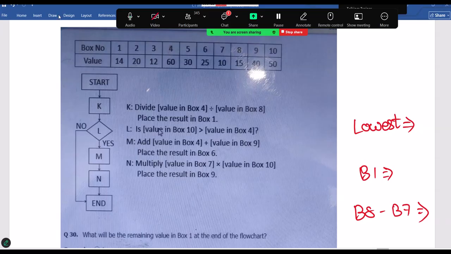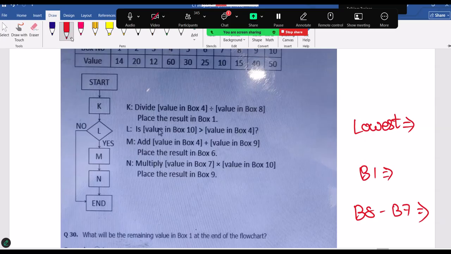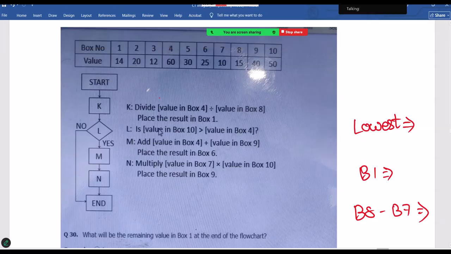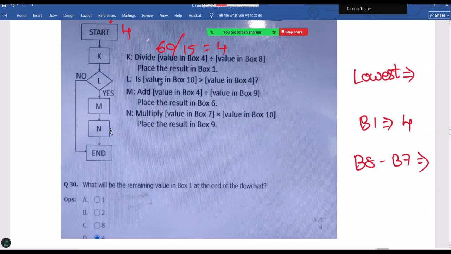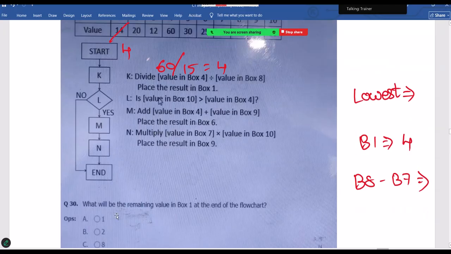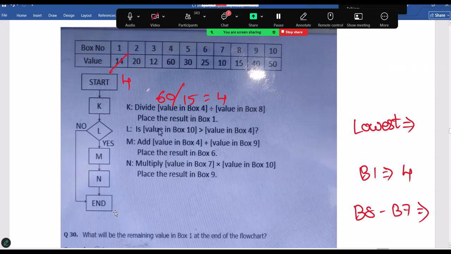For this question, at the end of the flowchart: box 4, 60, divide by number in box 8, 15. The result is 4, updated in box 1. Box 1 is 4. I think it will not change anywhere, so box 1 will be 4 only. Yeah, option D, box 1 is 4.